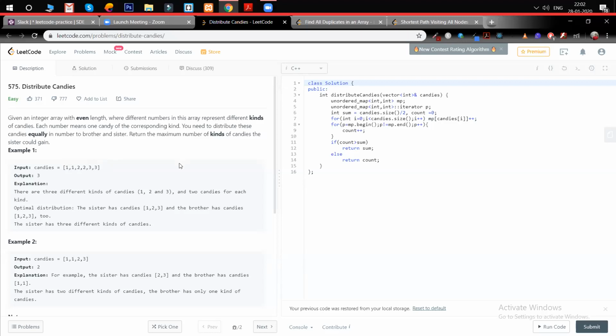Like we just have to maximize such that the sister has distinct candies. Like, we don't have to give her two, three, and the same candies every time. We have to give her distinct candies. That is our main aim or goal to achieve. So I think the question is clear to everyone. Are there any questions regarding the problem statement? Anyone?